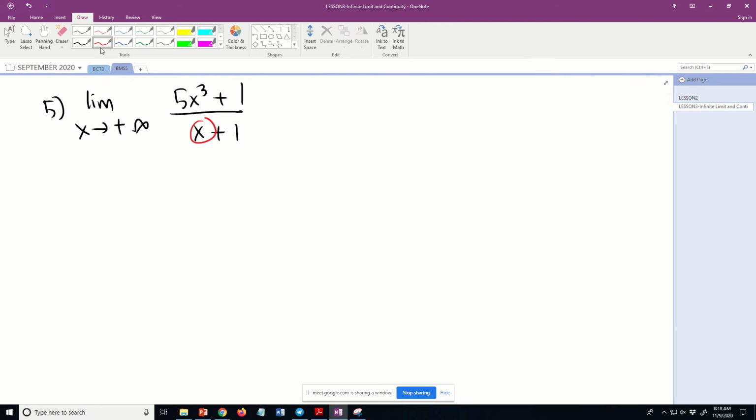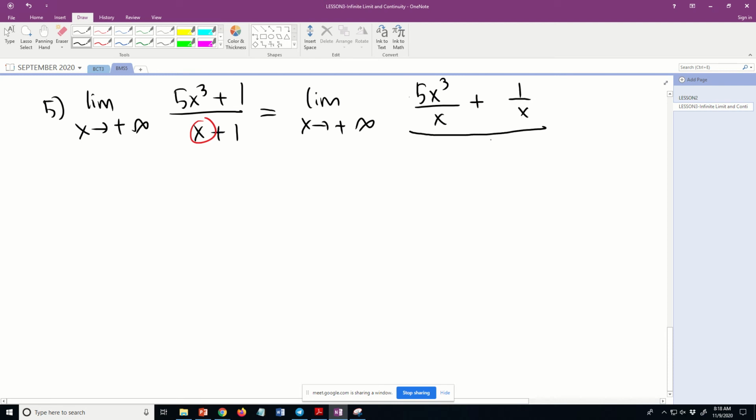Okay. So when I divide, bila saya divide, saya akan dapat limit x approaches positive infinity 5x cubed divided by x plus 1 over x and divided by x over x plus 1 over x. Okay, divide everything with x.